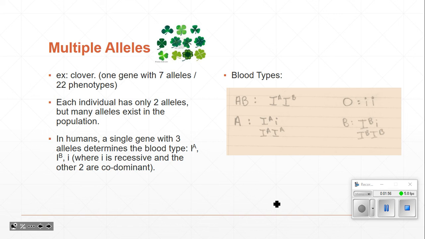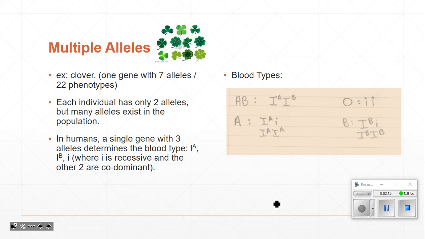So each individual only gets 2. So even if there are lots of different possibilities, that doesn't mean that you get 7 alleles. You still only get 2. One from mom, one from dad. Even though there are many alleles that exist as possibilities in the population.